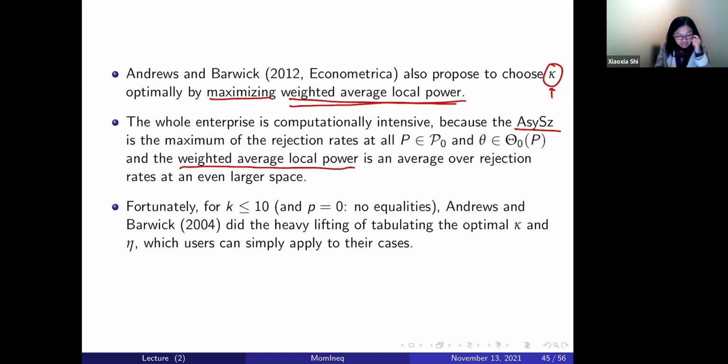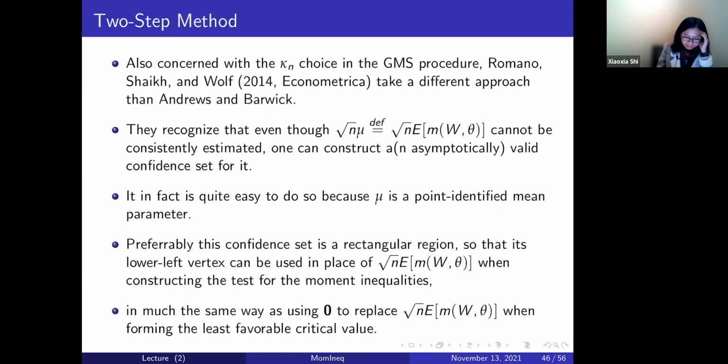But fortunately, you don't have to do this whole thing for k less than or equal to 10. That is when you have at most 10 inequalities that you're testing. If your problem fortunately has fewer than 10 inequalities, then you don't have to do the calculation for optimal kappa and the size correction yourself. Anderson-Barwick has a table for those values you can just take and use. But in other cases, you have to do the calculation, and that's hard to do. So that's one way to deal with the tuning parameter in generalized moment selection.